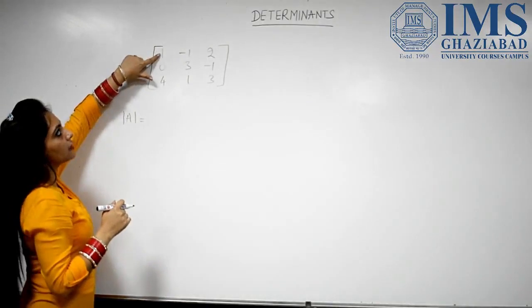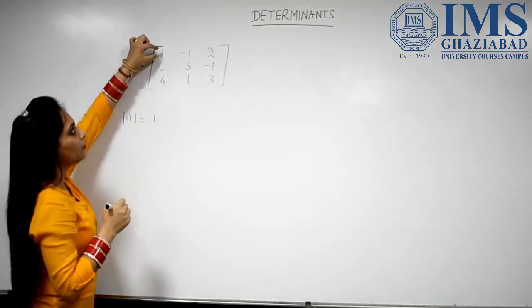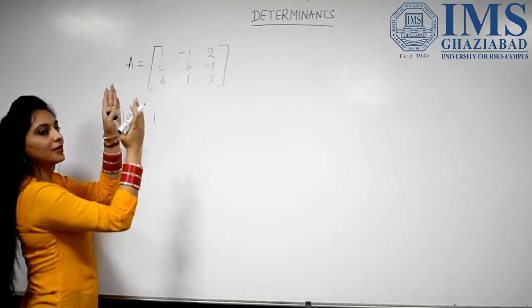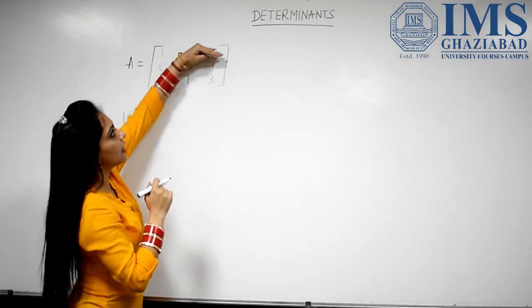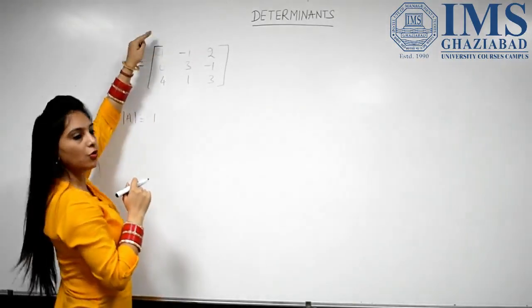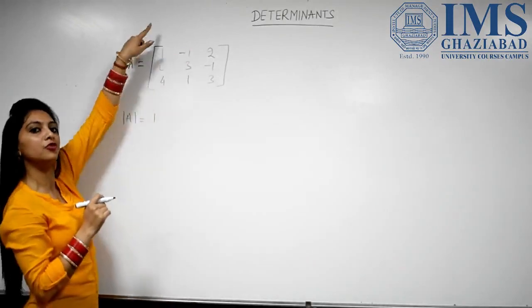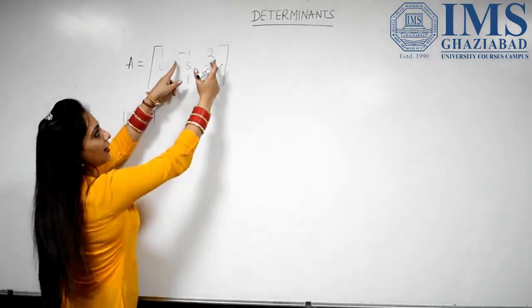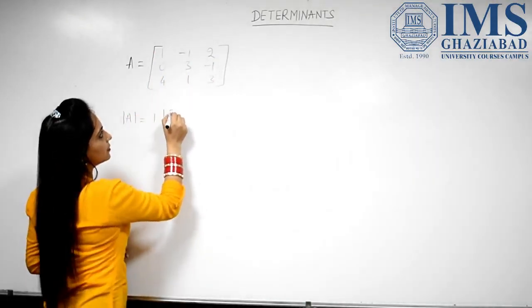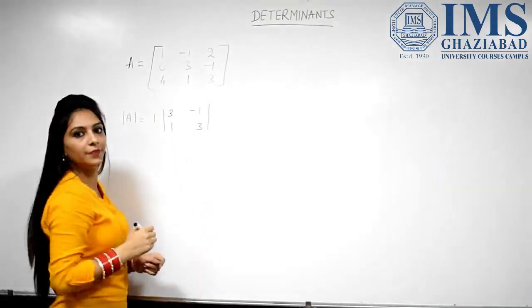See, what we have to do is just write this element here. This is 1. I have to multiply this element with the determinant of the rest of the matrix. We have to hide this first row and this first column because this element lies in the first row and first column. So we will hide the first row and first column and write the rest of the elements in determinant form, which is 3, 1, minus 1 and 3.